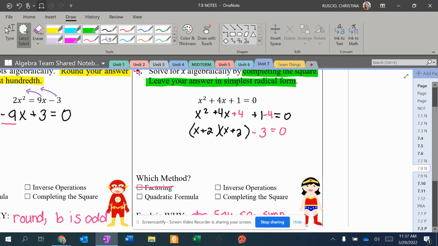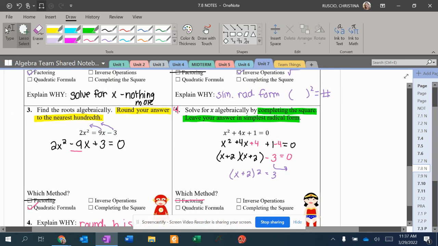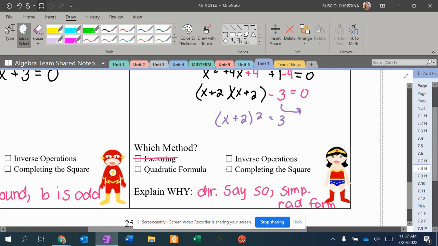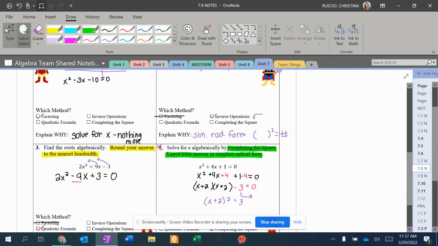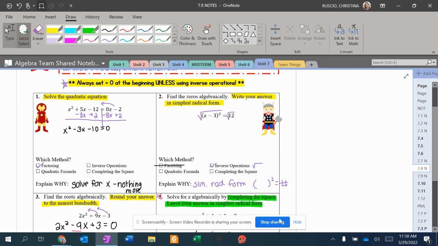And then at this point, we would move the 3 over to the other side and write this as x plus 2 all squared is equal to 3. And aha, this is kind of like a combination of inverse operations, but we obviously start off by completing the square when it tells us. So let's make sure that we check that off. In the practice, you are going to be actually picking the method and solving with it, but hopefully this was a nice way to show you what methods we should pick.